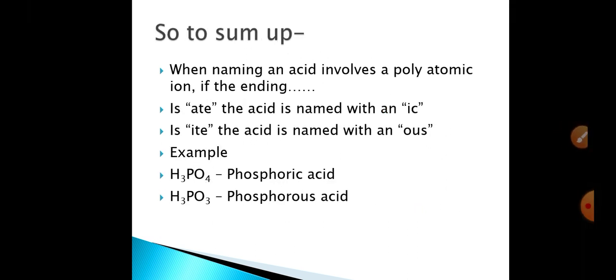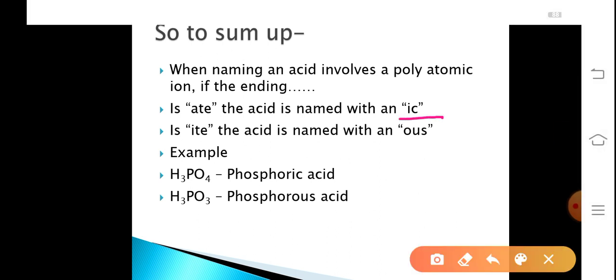Let us sum up all the ways together. When naming an acid involves a polyatomic ion, if the ending is "ate", then we will use "ic" as a suffix. If the ending of the polyatomic ion is "ite", in this case, we will use the suffix "us". For example, H3PO4 is named phosphoric acid. Here the phosphate ion is used. In the second example, H3PO3, the name of the acid is phosphorous acid, whereas the ion which is used is phosphite.